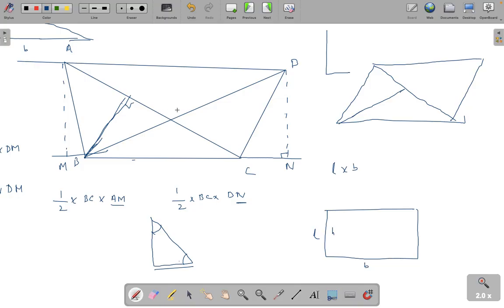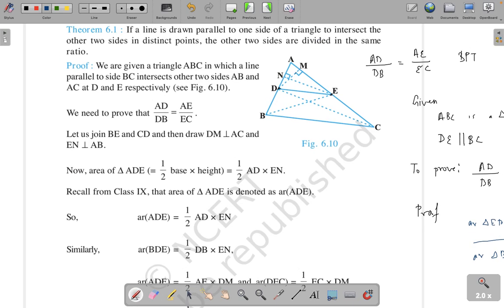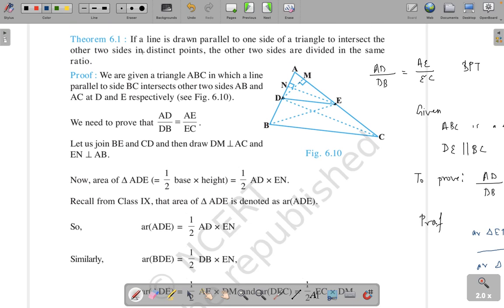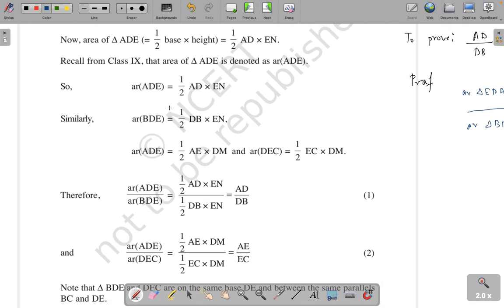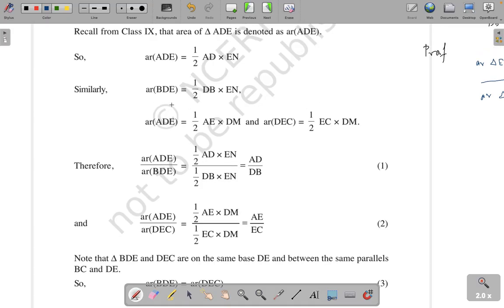Okay, is this clear? Is this derivation clear to you? This is very important. You can get a direct question on this derivation. Now I guess you'll be able to prove it on your own. Try doing it on your own once.